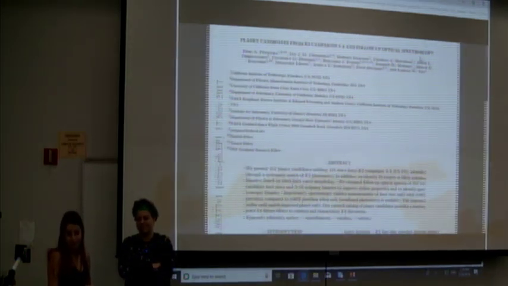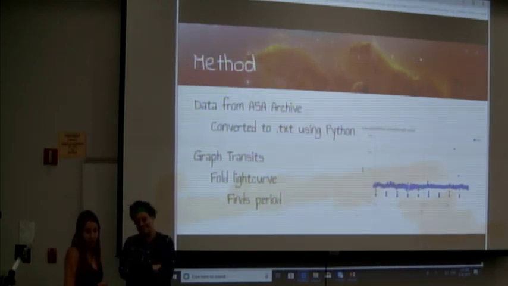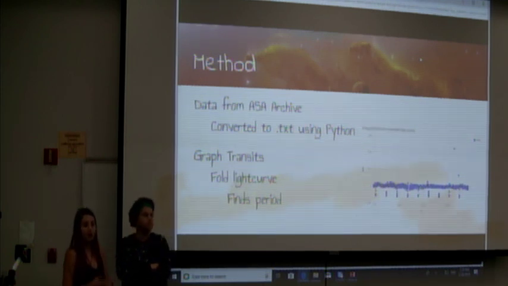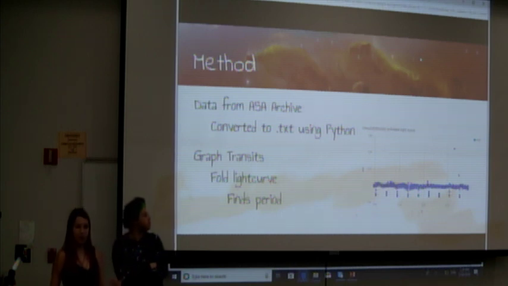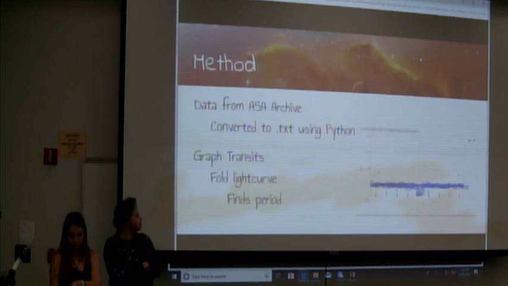I enjoyed it. So what I did was I took data from the NASA archive and converted it into a .txt file using Python, and I was able to graph the transits by folding the light curve, which would allow me to find the period. So unfolded, folded, unfolded, folded.